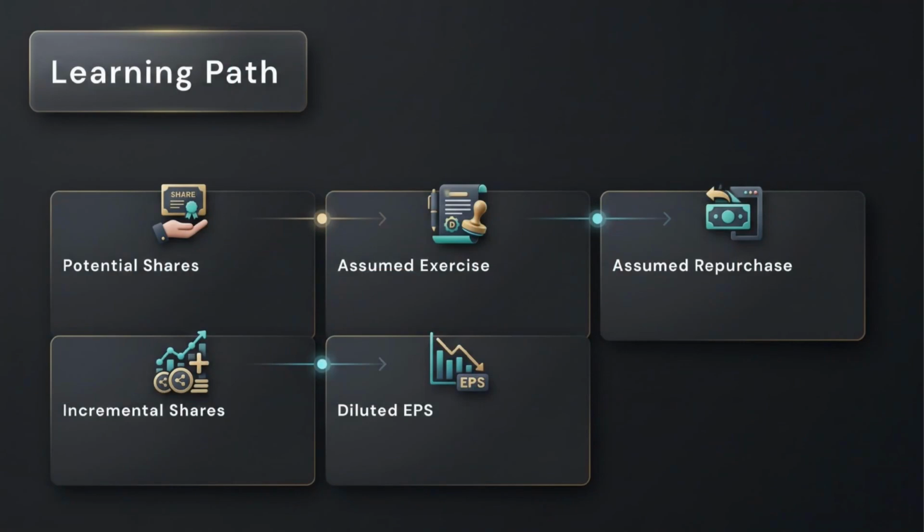Here is the path for today. We first identify potential shares, then assume exercise, then calculate the proceeds, then assume those proceeds are used to repurchase shares, and finally add only the incremental shares to diluted EPS. Do not rush this sequence. Treasury stock method errors usually happen when students skip the repurchase step and add the full option or warrant shares.